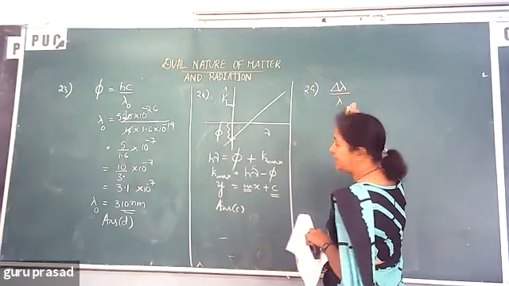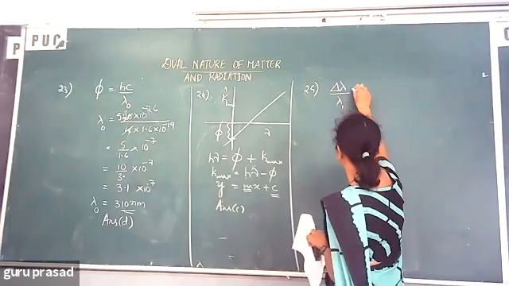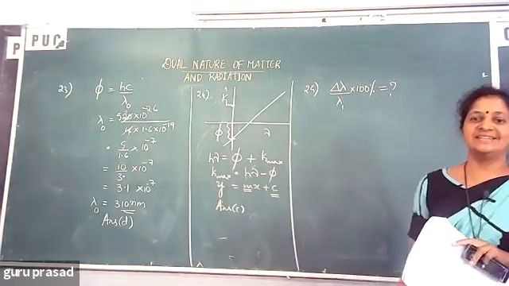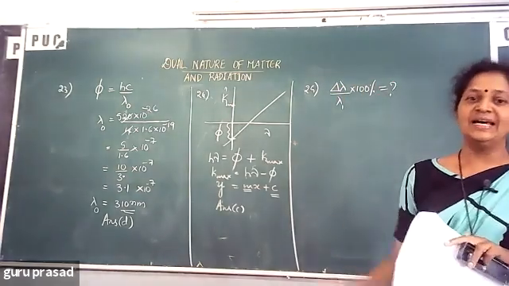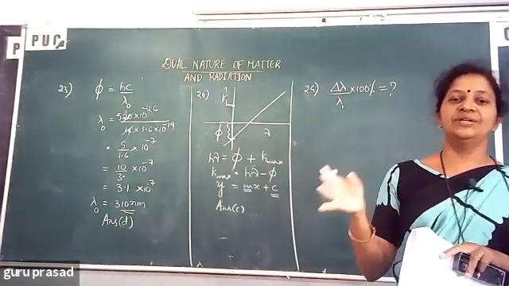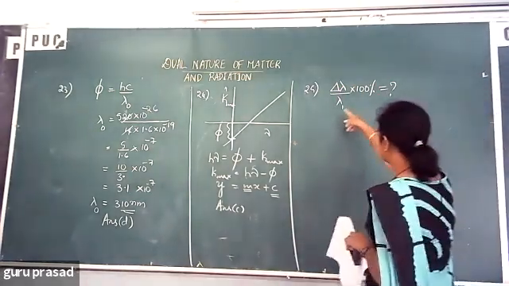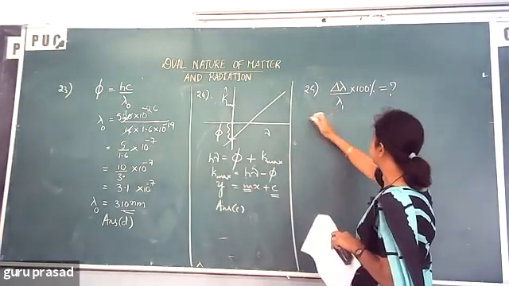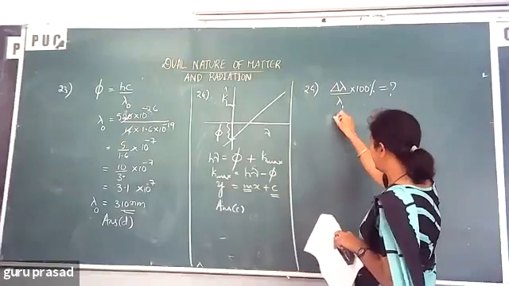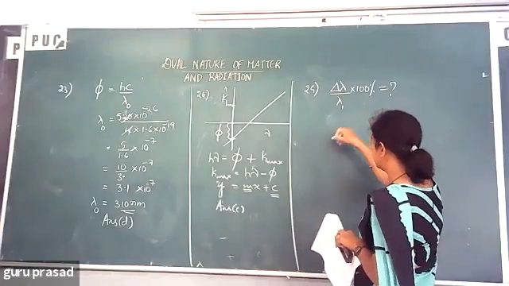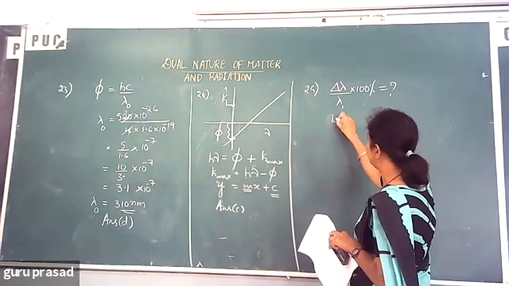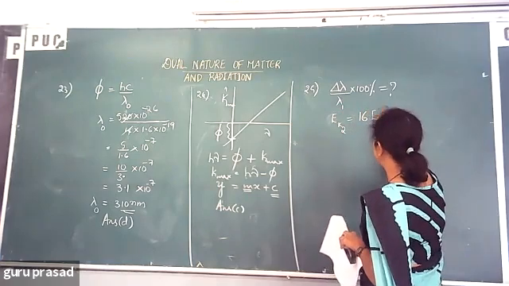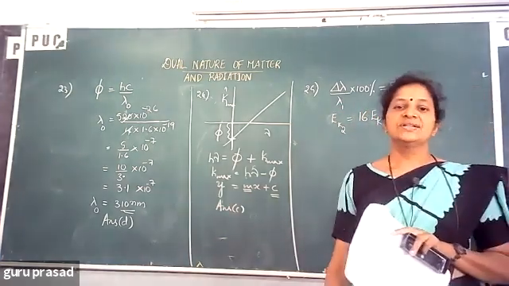Percentage change is delta lambda by the initial value lambda 1, into 100%. This is the percentage change in de Broglie wavelength, a first PU concept: change in wavelength to the original value into 100%. Now the initial kinetic energy is Ek, and the final kinetic energy Ek2 is 16 times Ek, as they gave.